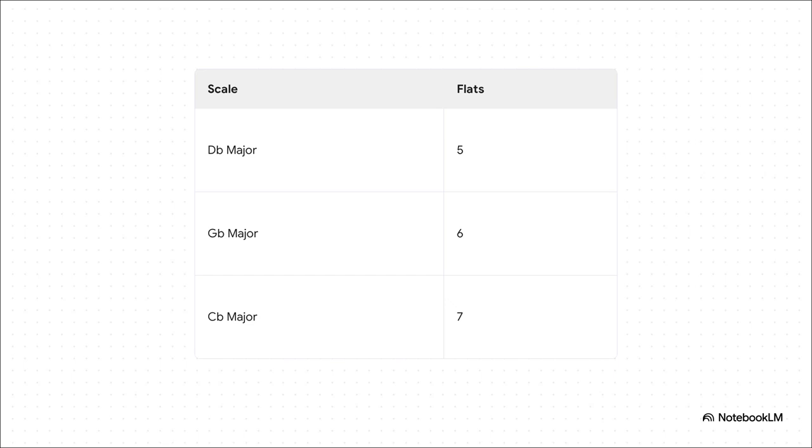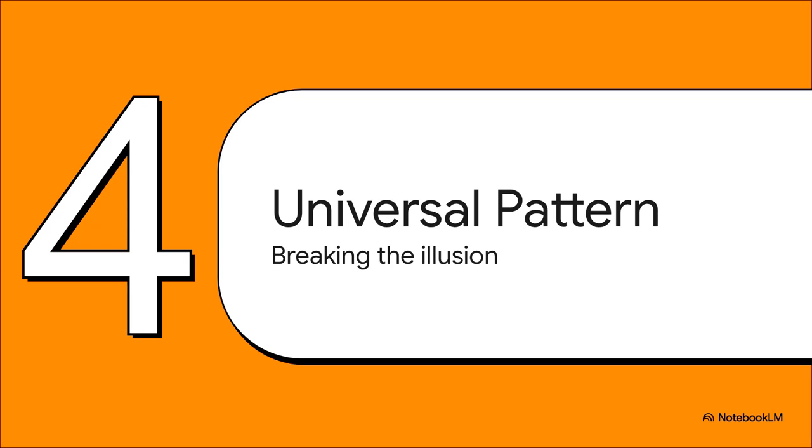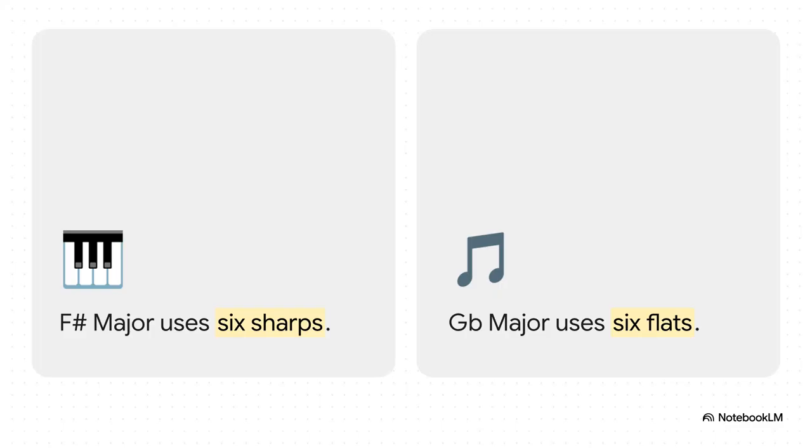Continuing that smooth progression, we hit D flat major with 5 flats, G flat major with 6, and we finish the progression all the way up to C flat major, which accounts for 7 flats. And just like that, the whole journey is complete. We climbed up the sharps, mapped out the flats, and unlocked all 12 scales. Which brings us to our final act, Section 4, one universal pattern, breaking the illusion. We still need to resolve the final mystery, right? Like, how do these two separate progressions of sharps and flats actually overlap?